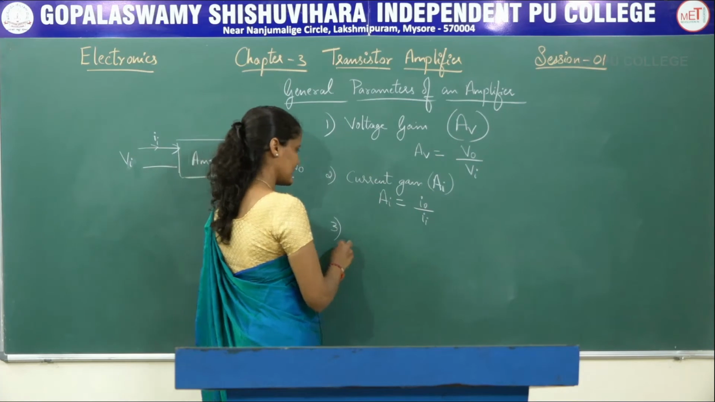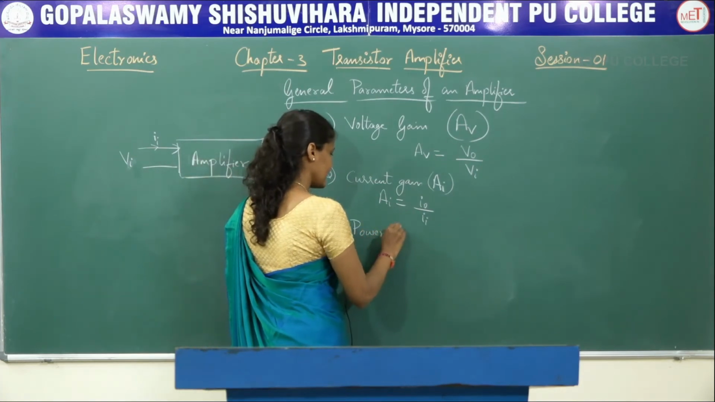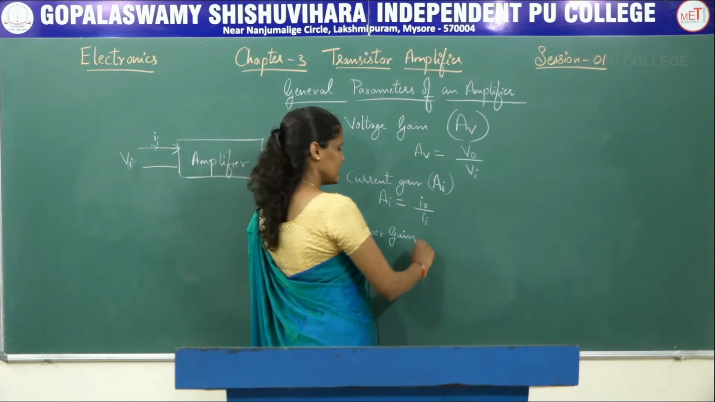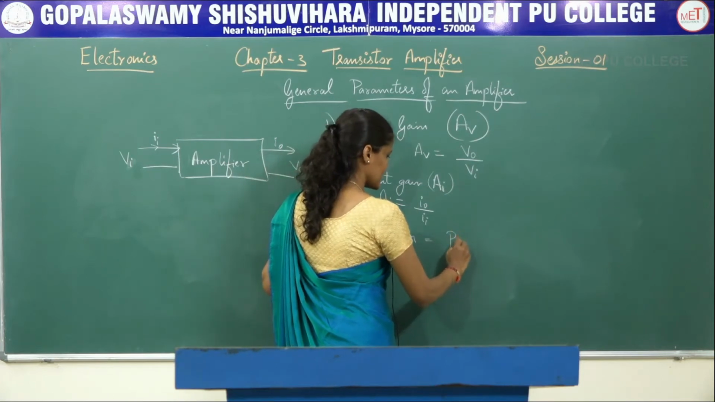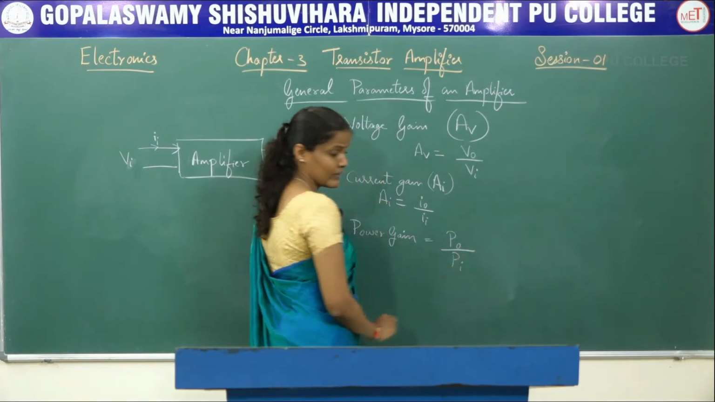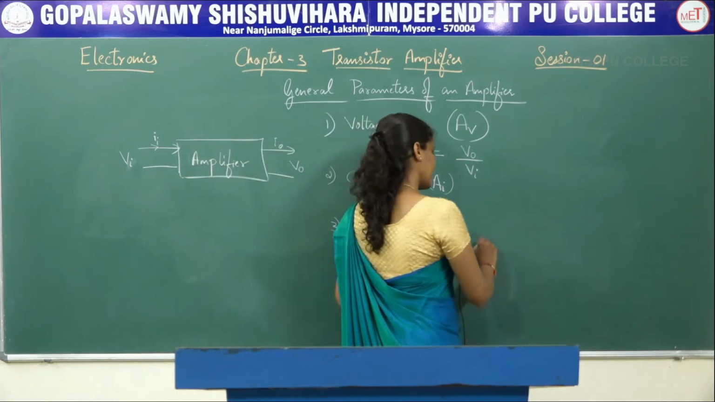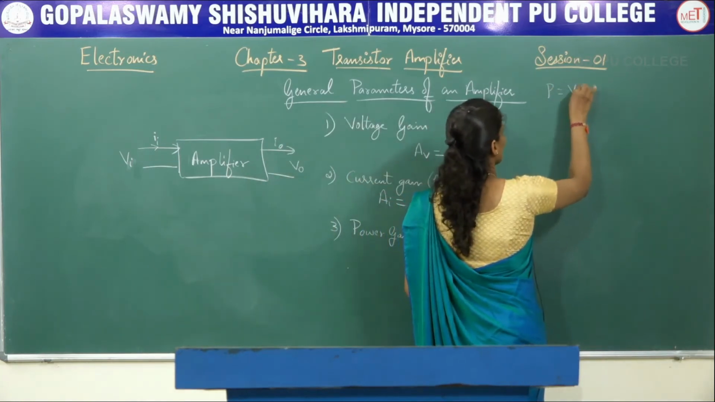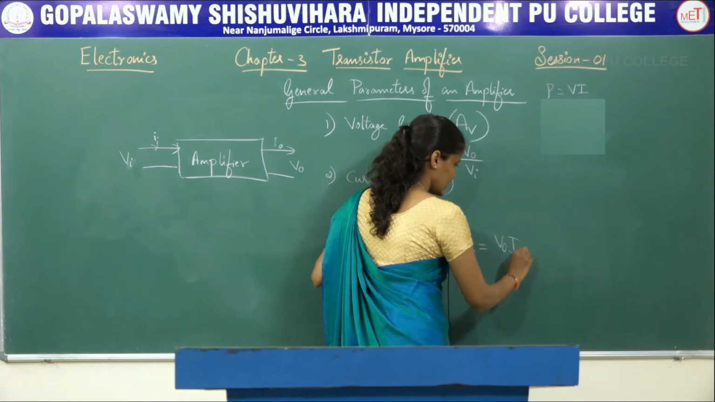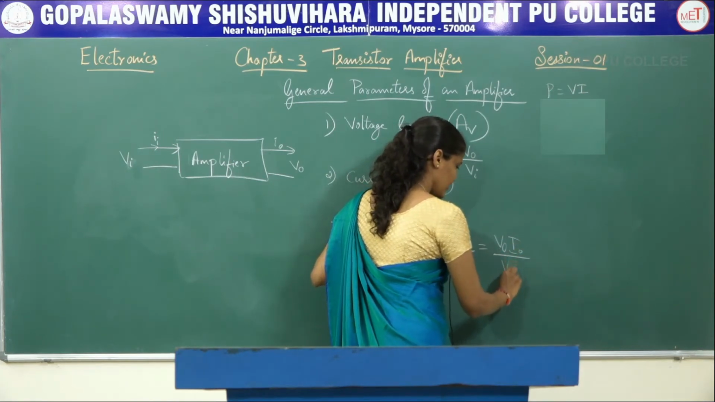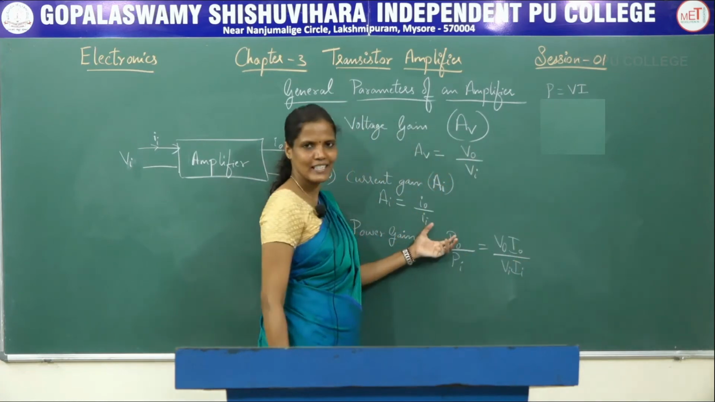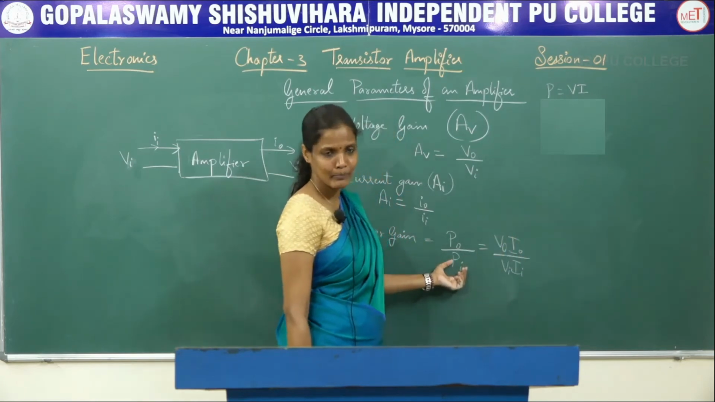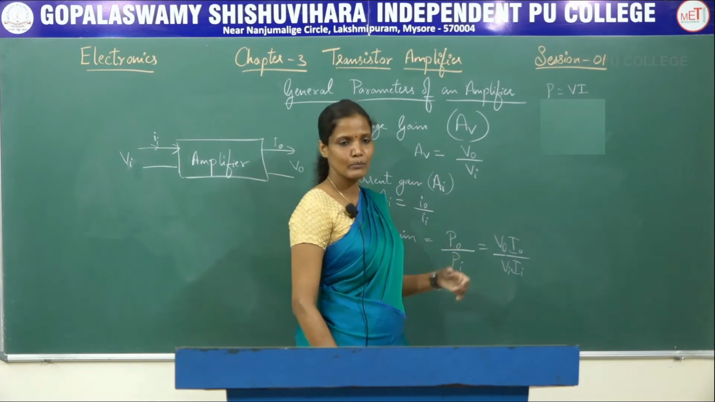Similarly, the next parameter is power gain, which is nothing but the ratio of output power, that is Po, divided by input power. Power is a product of V into I. Po is equal to Vo into Io, divided by Pi, which is equal to Vi into Ii. That is, Po is the output power, which is a product of output voltage and output current. Pi is nothing but the input power, which is a product of input voltage and the input current.